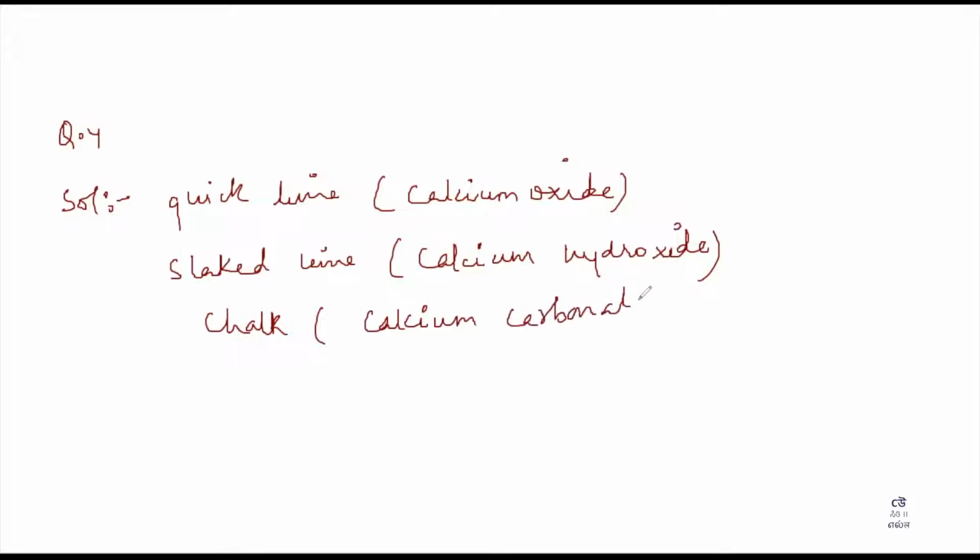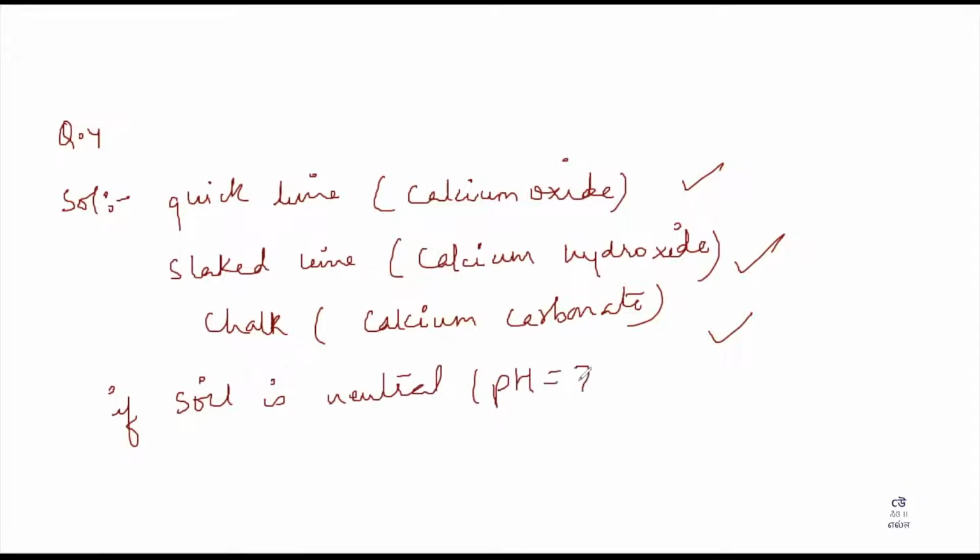So the question is asking under what condition the farmer has to treat his soil with any one of these three. So we say, like we have already read in the theoretical part, if the soil is neutral, that means having a pH value equal to 7, it will favor growth of the plant. But if it is less than 7 or more than 7, then it can create issues. So these are those conditions where we say that soil should be treated with these compounds.